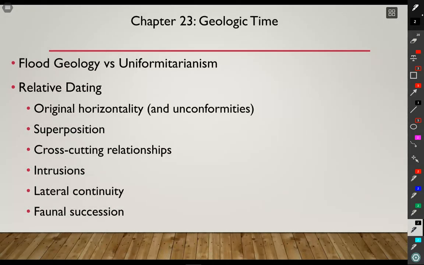Okay, chapter 23 was geologic time. So we have relative dating and we have absolute dating. Relative dating is this is older than that, this is younger than that. And principles we use for dating. So these are all principles.